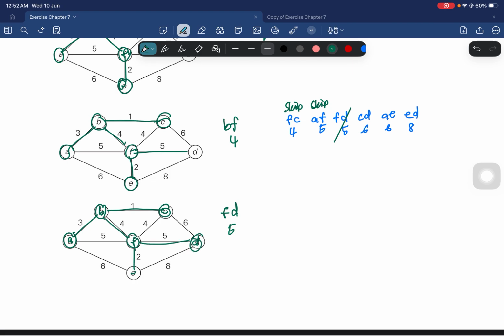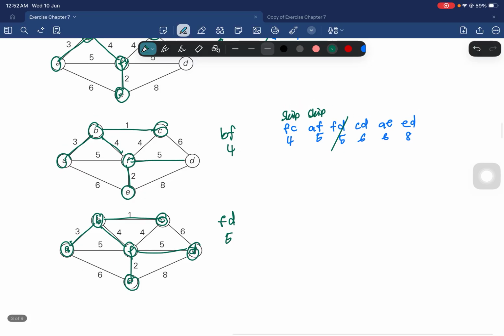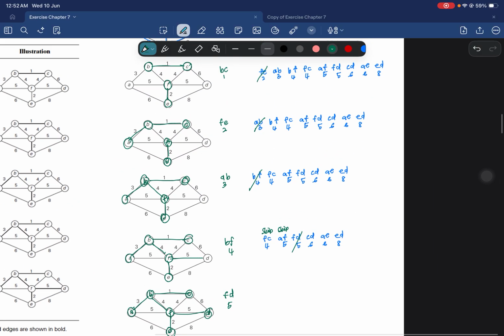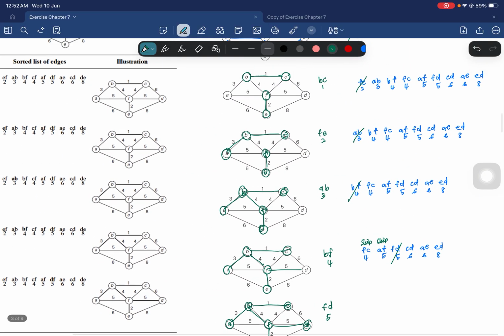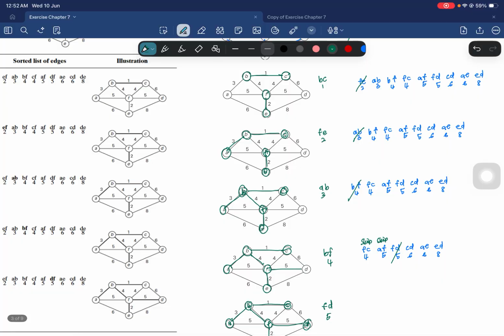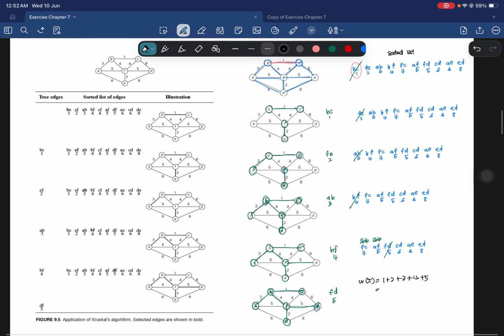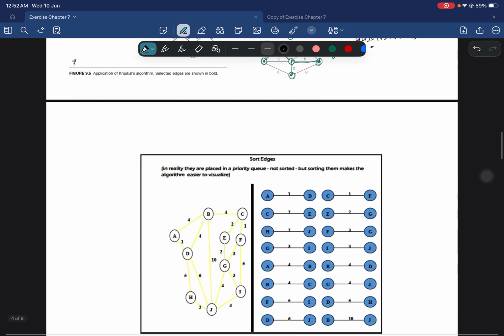So now we need to calculate the weight. How to calculate the weight? We just calculate all. 1 plus 2 plus 2. Okay, 1 plus 2 plus 3 plus 4 plus 5. Right, so that's all for Kruskal example 1. So we move on to the next example.